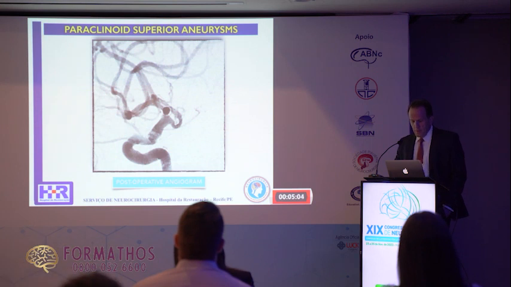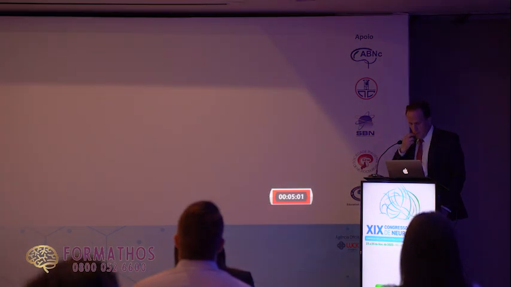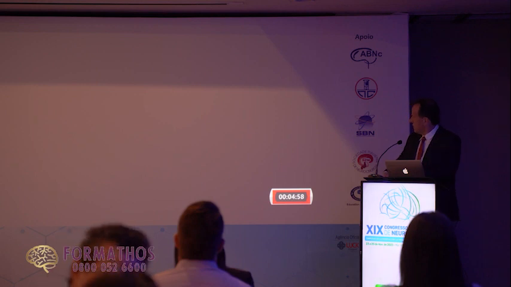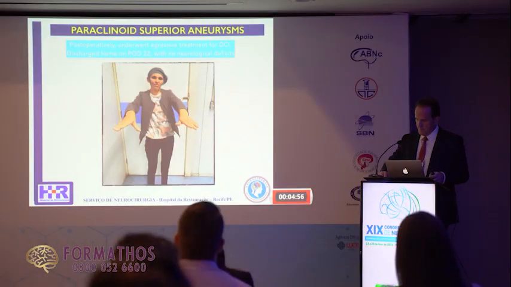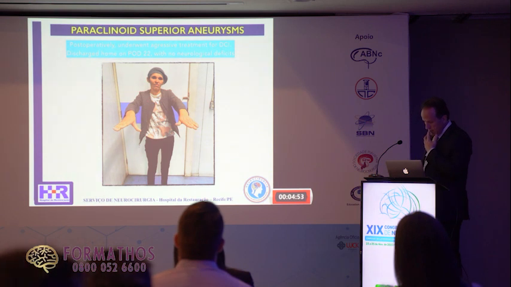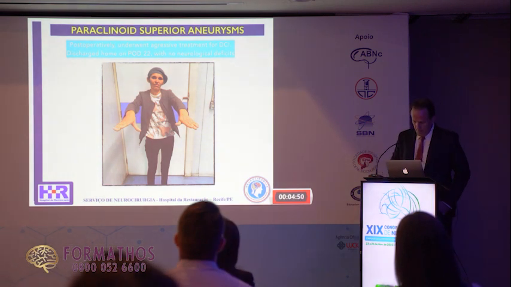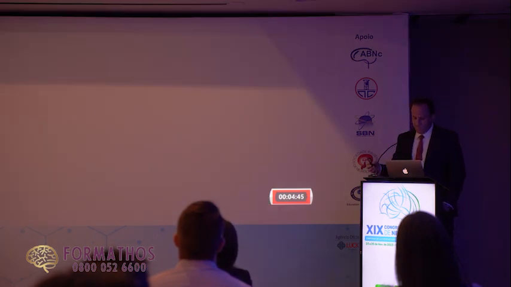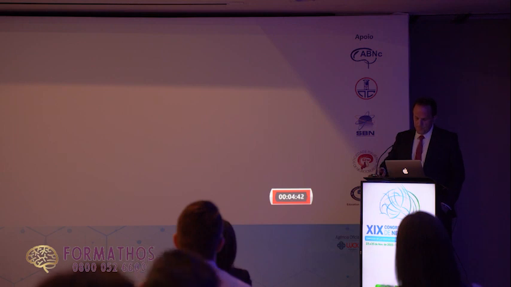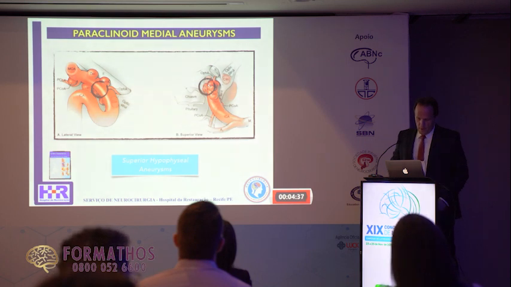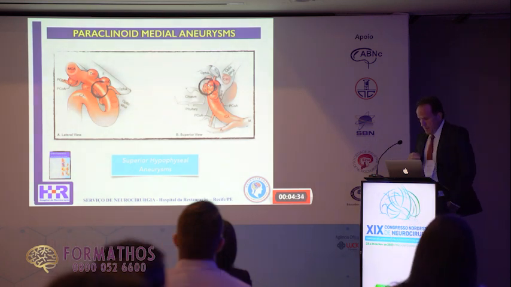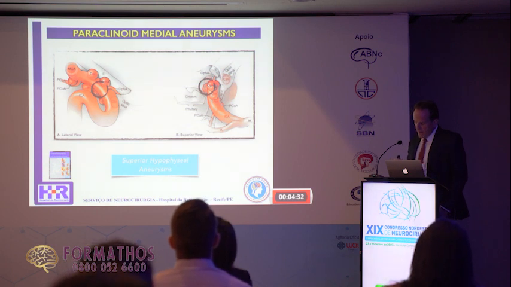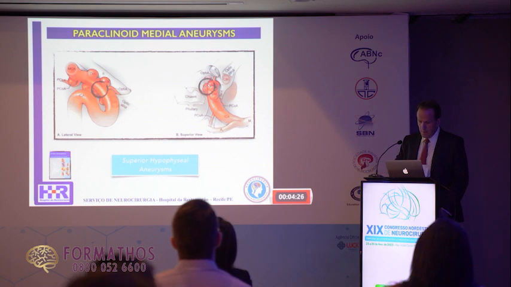This is the post-operative angiogram, and this is the patient. And this is the patient in the clinic. She did very well. The second most common are those medial aneurysms, also called superior hypophyseal aneurysms. They protrude to the chiasmatic cistern below the optic nerve and the chiasm.